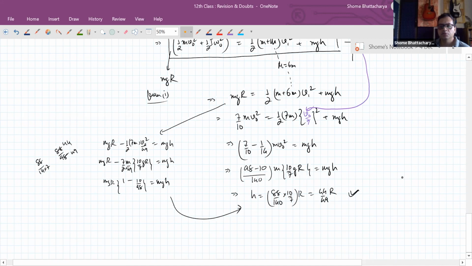You can see it's almost going up to the top. 44 by 49 is only slightly less than 1. But yes, it doesn't go all the way to the top of the hemisphere because the kinetic energy of the system is not becoming zero.